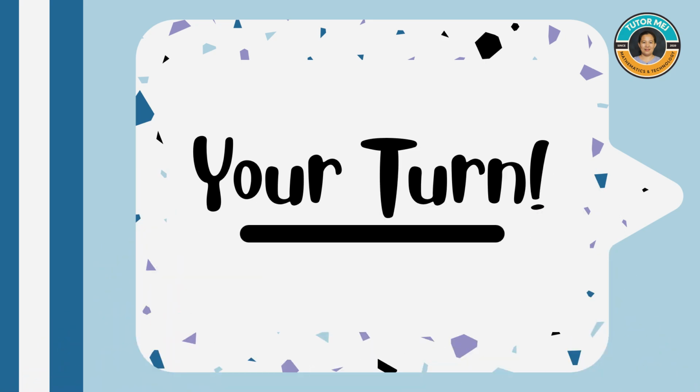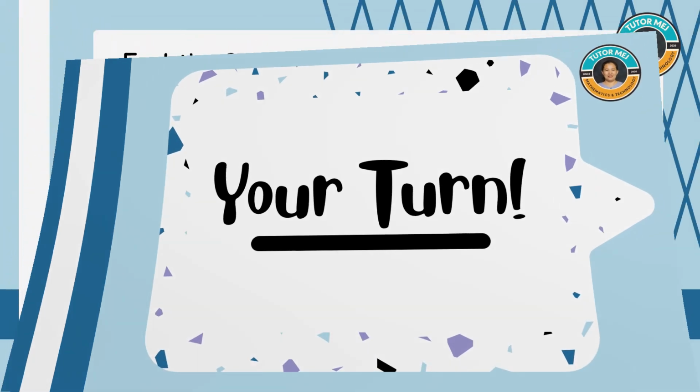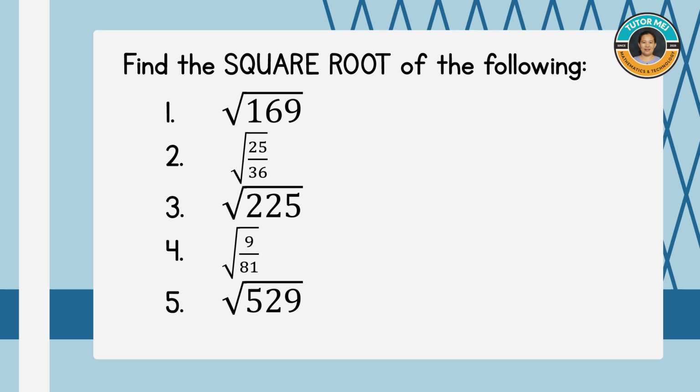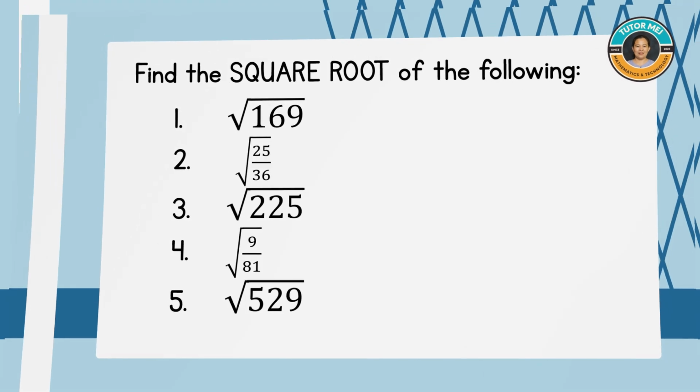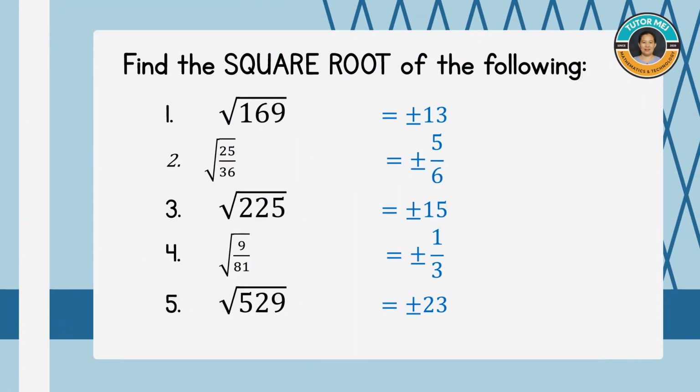Your turn. Get a piece of paper and answer the following. Find the square root of the following. 1. Square root of 169. 2. Square root of 25 over 36. 3. Square root of 225. 4. Square root of 9 over 81. And 5. Square root of 529. Now, check your answers.